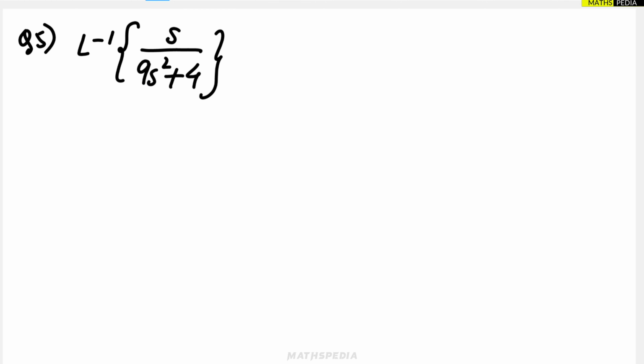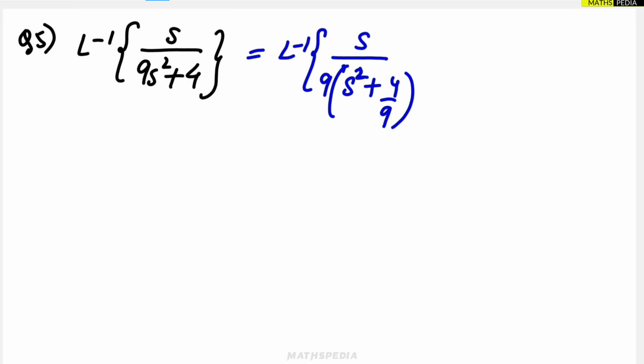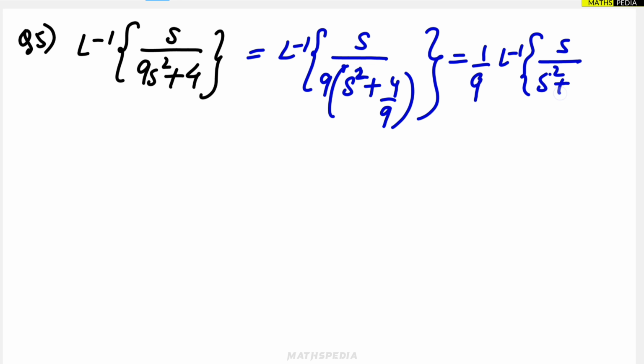In this particular question, you can bring it to s square plus a square form, but the coefficient of the square here is 9, and it should be unity, it should be 1. So you have to take 9 outside first, then only you can try it. This can be rewritten as Laplace inverse of s divided by 9, I'll take outside. What is inside then? s square plus 4 by 9. Now this s can again be taken outside. It is 1 by 9 into Laplace inverse of s by s square plus 4 by 9.